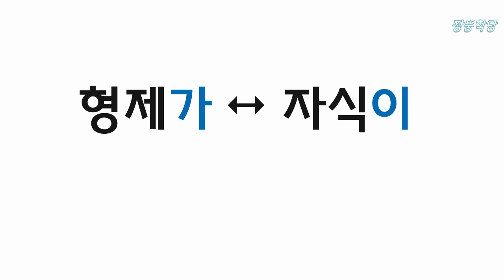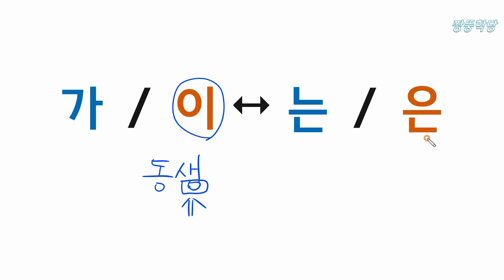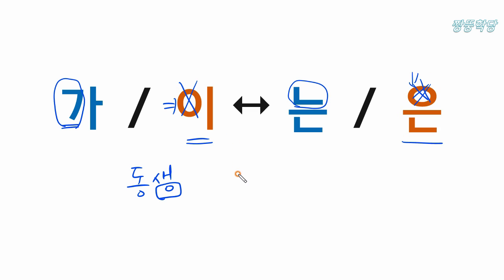Now you understand the difference between these four indicators. When the last letter of a subject has a consonant at the bottom side, then we use 이 or 은. And when the last letter has no consonant at the bottom side, we choose 가 or 는.